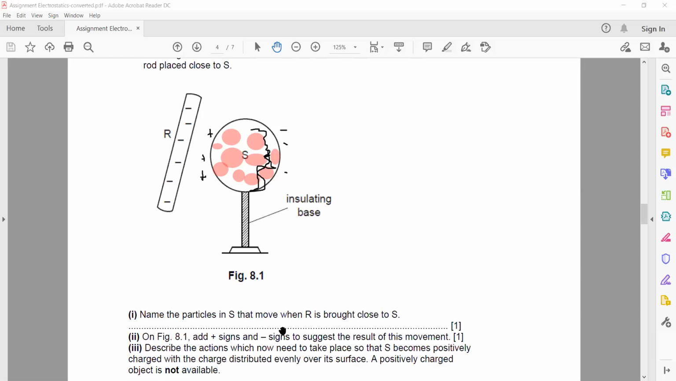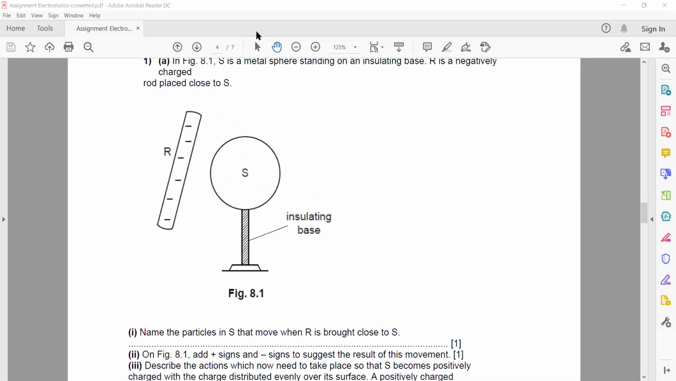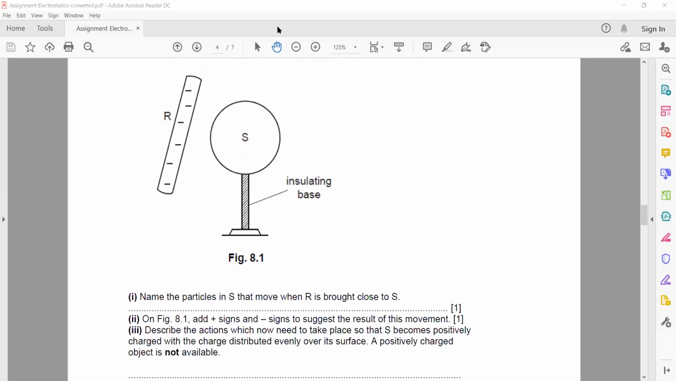Keep in mind the positive ions and positive charges cannot move because of their size and they are at fixed positions in a lattice. On the figure, add positive and negative signs. So the left-hand side will be positive and the right-hand side will be negative. But keep in mind, draw an equal number of positive and negative charges. If you draw 4 positive and 3 negative, you will lose the mark, because overall the metal is neutral, and only the charged rod creates a distribution.